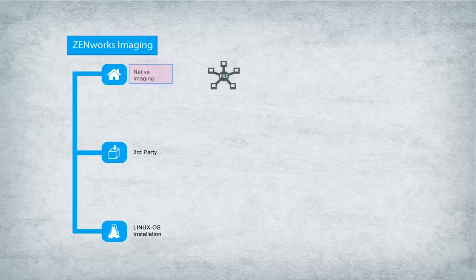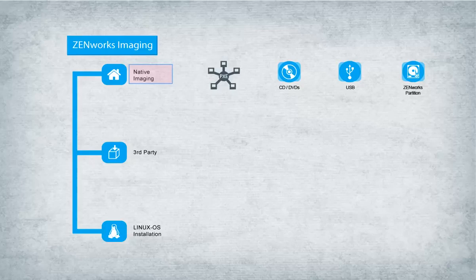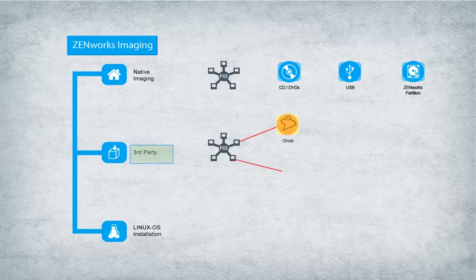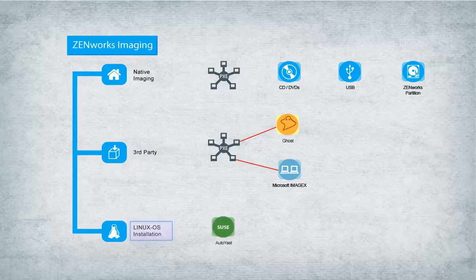David can perform native ZENworks imaging operations after booting a device through any of these methods: Network PXE, bootable CD or DVD, bootable USB drive, or ZENworks partition. Alternatively, David can use third-party imaging tools through PXE. He can use either Symantec Ghost or Microsoft ImageX. David can use an AutoYaST bundle for automated installation of the SUSE Linux operating system, and he can use a Kickstart bundle for an automated installation of the Red Hat Linux operating system.